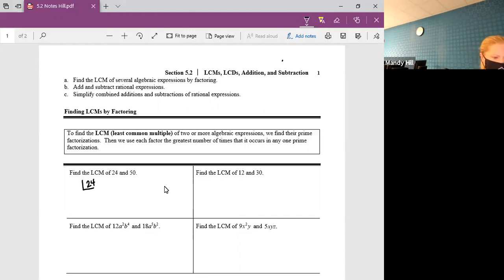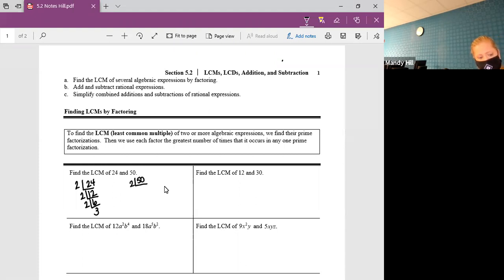So when I look at 24, I always start with 2 if I can and say, will 2 go into 24? And yes, it will 12 times. And then I keep going with 2 until I can't anymore. 2 will go into 12 6 times. And 2 will go into 6 3 times. So 24 ends up being 2 times 2 times 2 times 3. Then we look at 50.